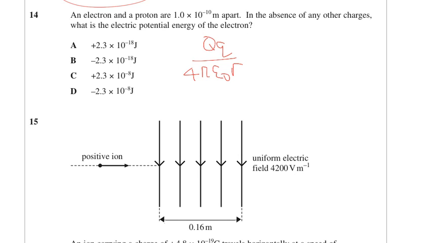But obviously the charge is negative, so it's squared, divided by 4 times pi times 8.85 times 10 to the minus 12 times 1.0 times 10 to the minus 10. And calculate, and we get a value of minus 2.3 times 10 to the minus 18. You would expect it to be minus because what we've got in here is the charge of a proton and the charge of an electron, so a positive number times a negative number, so we end up with a negative number.